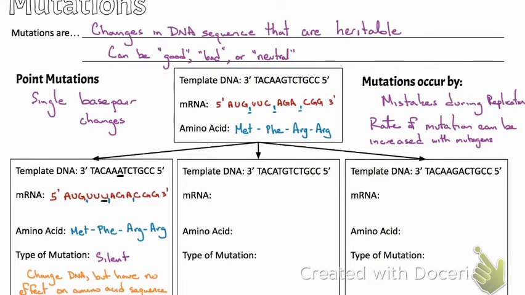At this point, what I'd like you to do is figure out the mRNA and amino acid sequence that's produced by the template DNA in the middle of the three blocks here at the bottom and on the right-hand side. Go ahead and pause your video now so that you have time to do that.